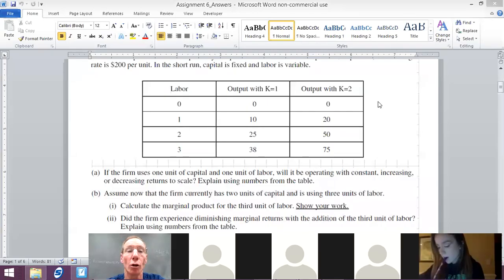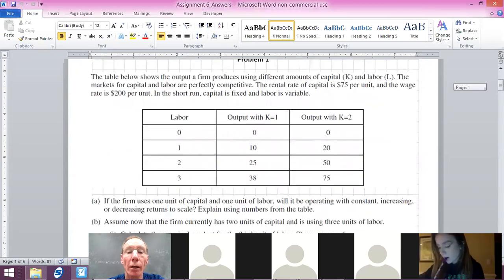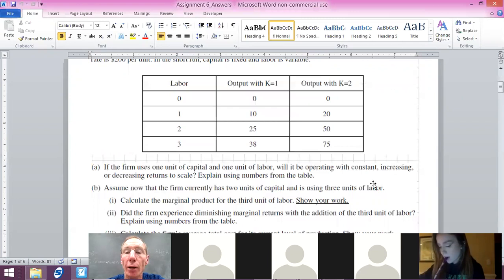We are recording. So we're looking at problem 1, and we're trying to decide whether this firm, when they're using 1 unit of labor and 1 unit of capital, which is a production level of 10, is operating with constant, increasing or decreasing returns to scale? The way we figure that out is we say, what would happen if they doubled their labor and doubled their capital? What would happen to the output?